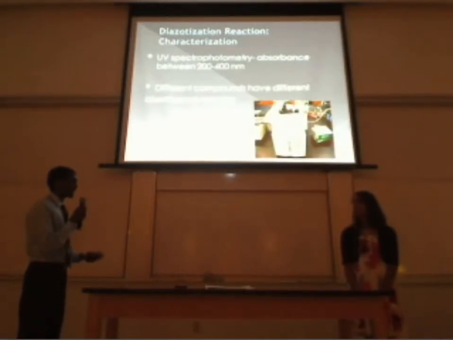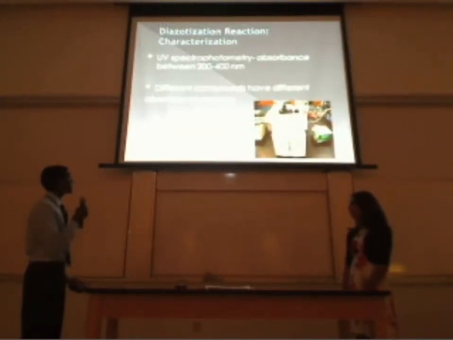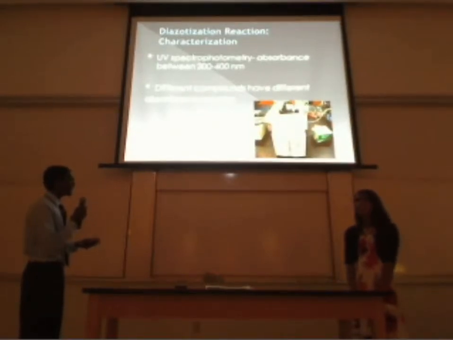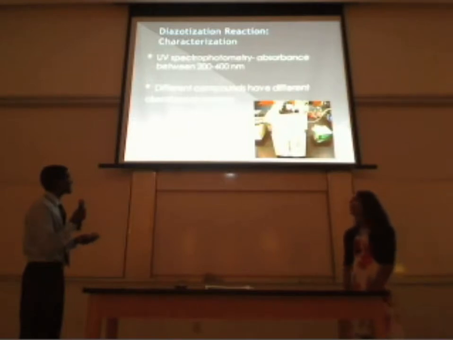Our next process was to characterize this material, and we put that through a UV spectrophotometer, which checks the absorbance of the material by shining light through it. We checked the absorbance between the wavelengths of 200 to 400 nanometers. Each material has a different absorbance, so we were able to characterize the material.